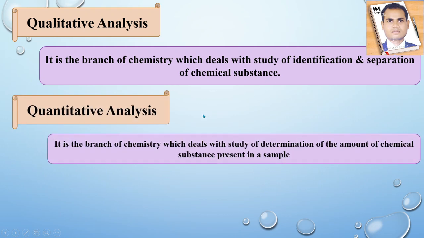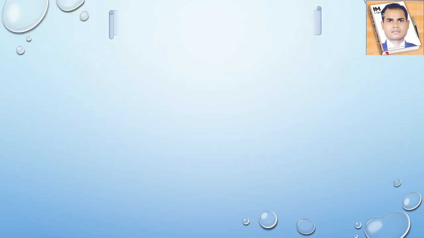Like this, we have to see quantitative analysis. The amount of substance present in the sample, that we can determine with the help of the term quantitative analysis. So it is the branch of chemistry which deals with the study of determination of the amount of chemical substances present in a sample. So this term we have to use in this topic.